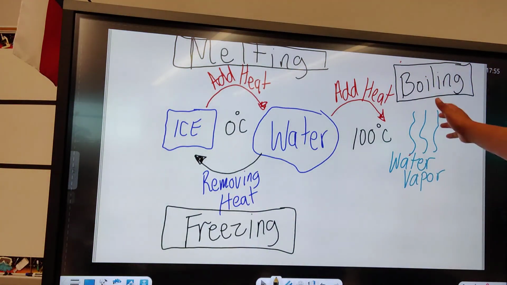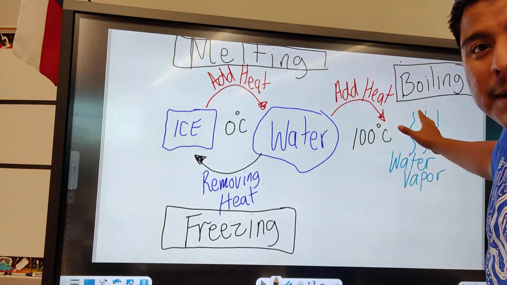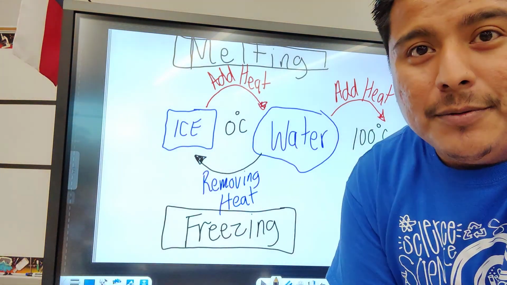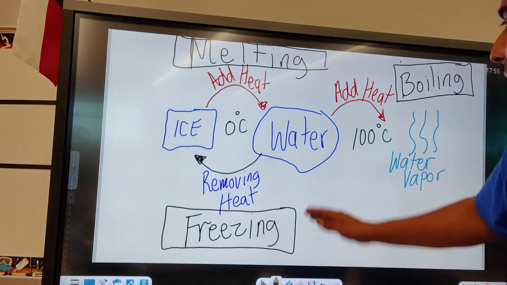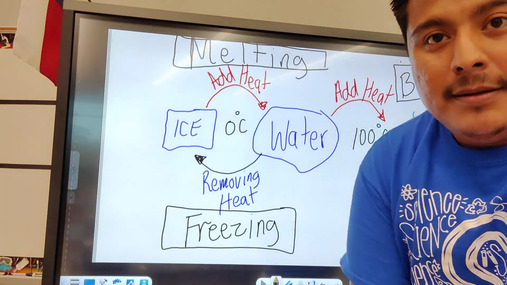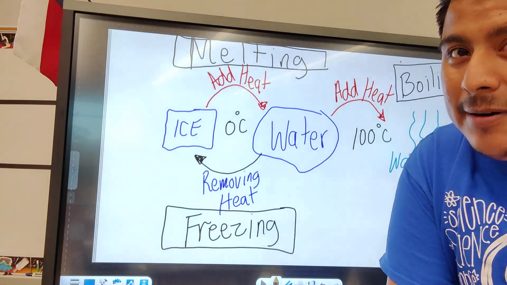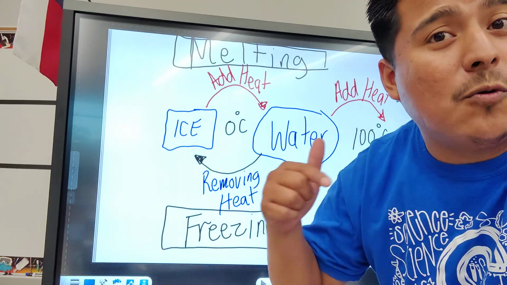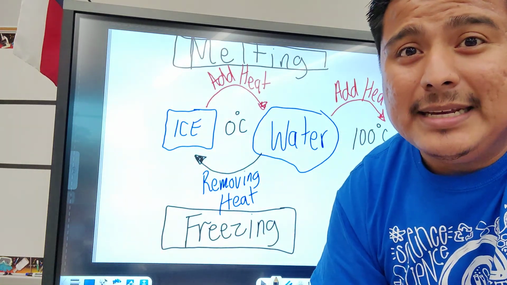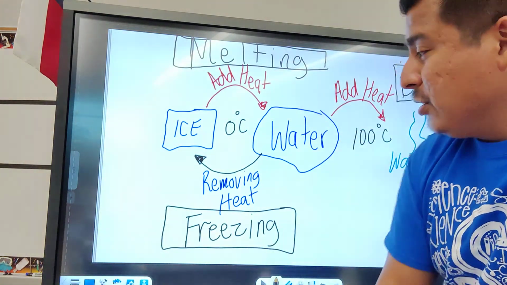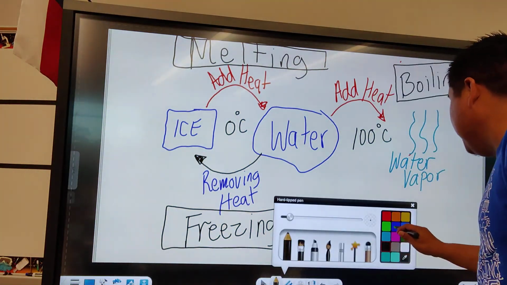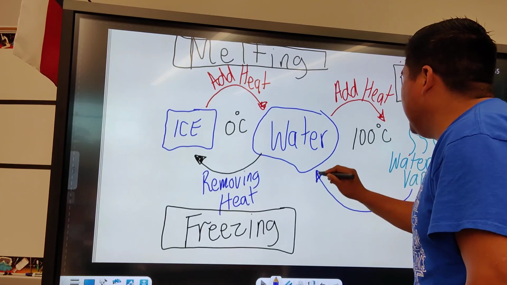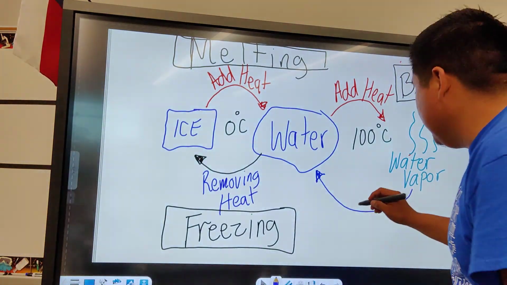Now, if we want to go back, we want to go from water vapor back to water. What do I need to do? Can I add more heat? No, I cannot, right? I cannot add more heat. So I have to do the opposite. If I want to go back, I have to do the opposite. And the opposite is take away heat. So remove heat. I'm going to have to remove heat to go back. I'm going to remove heat.